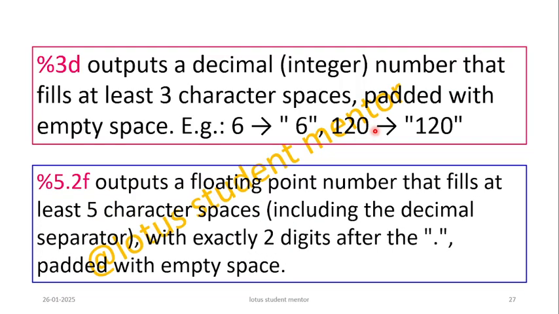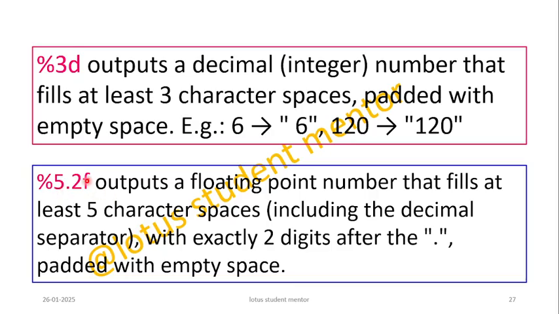The second one is related to the float. What is the meaning of %5.2f? String modulo operator %5.2f outputs a floating point number that fills at least a total of how much? 5 character spaces including the decimal separator.